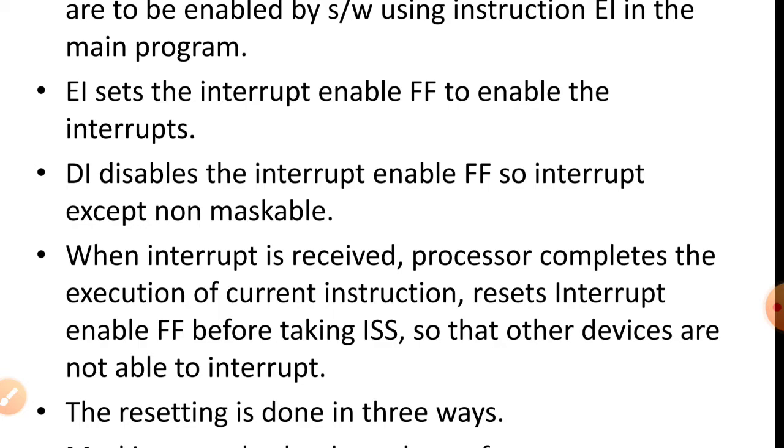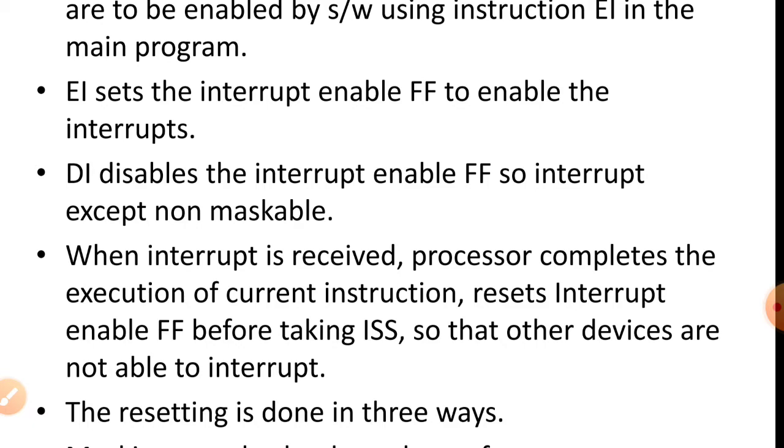Similarly, we also have an instruction called disable interrupt, that is the DI instruction. All these instructions are single byte instructions. The purpose of using the DI instruction is to disable the interrupt enable flip-flop. So, if any device wants to transfer data and the interrupt enable flip-flop is disabled, it cannot be entertained by the processor.